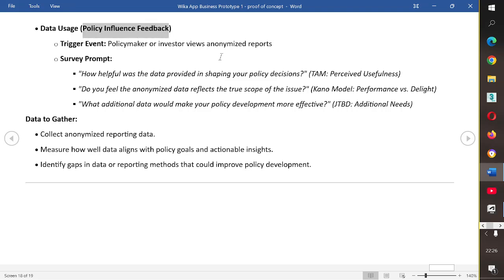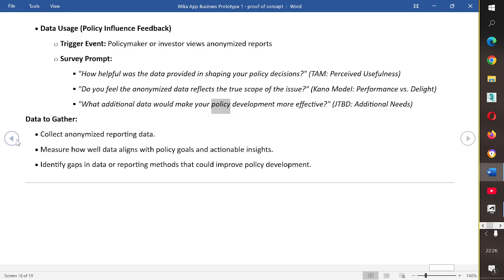How can the policy influence feedback system? We're looking at the policy influence feedback. How helpful was the data provided in shaping your policy decisions? This is not policy, this is your decisions. Do you feel the anonymized data reflects the true scope of the issue? And what additional data would make your policy development more effective? Again, not policy, but just your decision more effective.